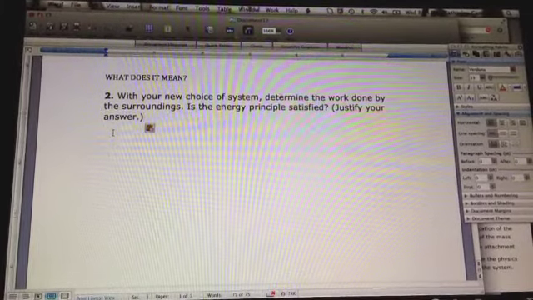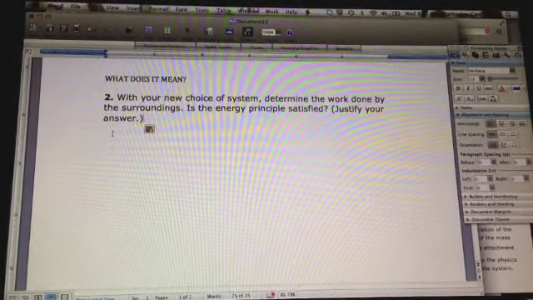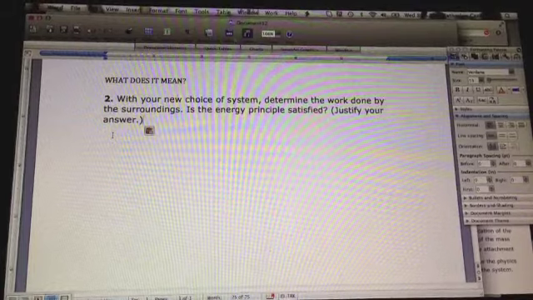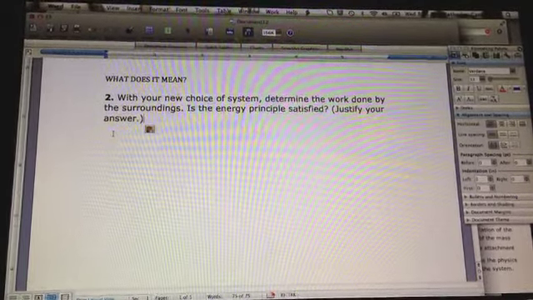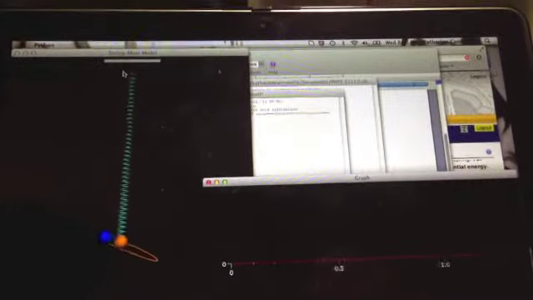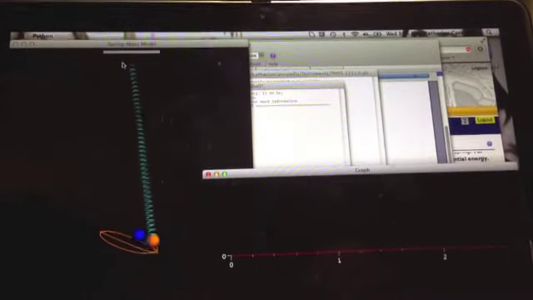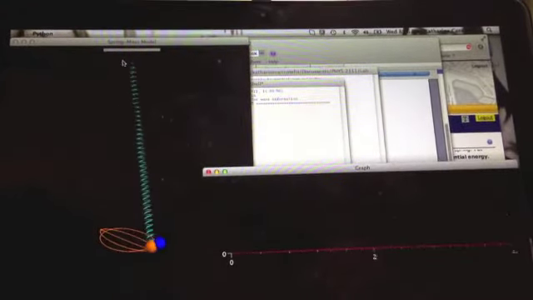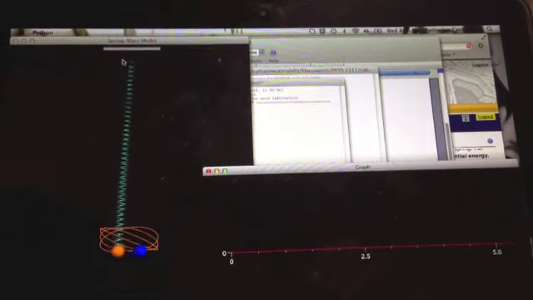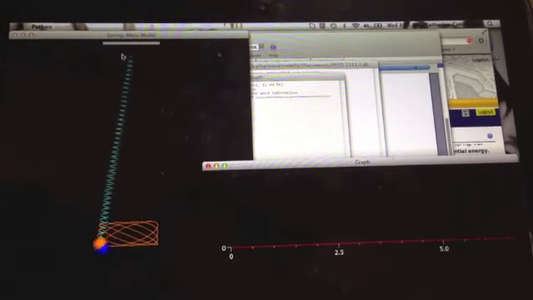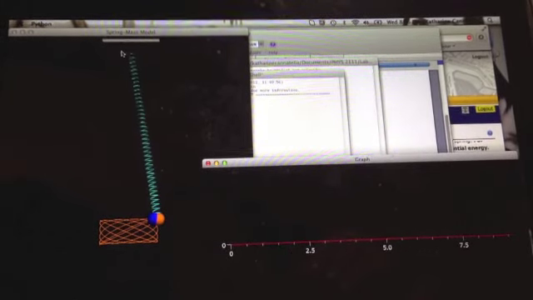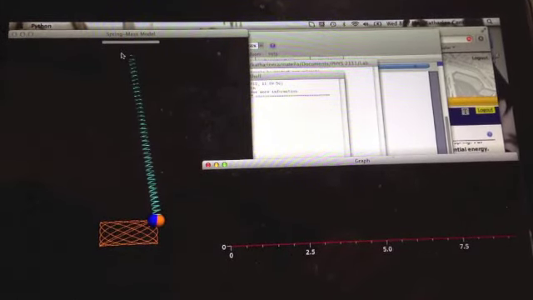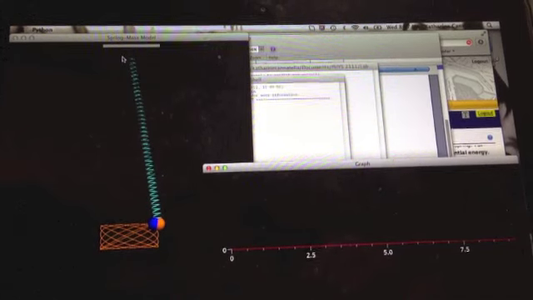The second what does it mean question says, with your choice of system, determine the work done by the surroundings. Is the energy principle satisfied? Justify your answer. I also plotted the change in E as represented by the red line. As you can see, it is 0, which means the work is also 0, because delta E equals work. Therefore, you can see that it follows the energy principle because I chose my system as the mass, Earth, and the spring.